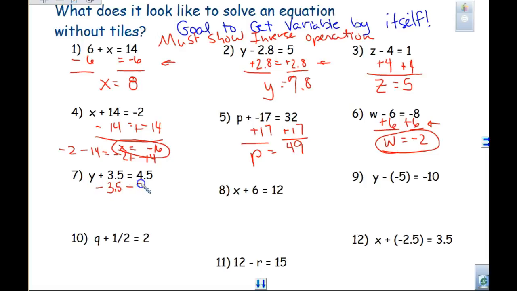If we are looking at number 7, what am I going to do, Emily? Subtract 3.5. We're doing it on both sides of our equal sign, okay? So y is equal to, in this case, 1. If I look at number 8, what should I be doing, Maria?